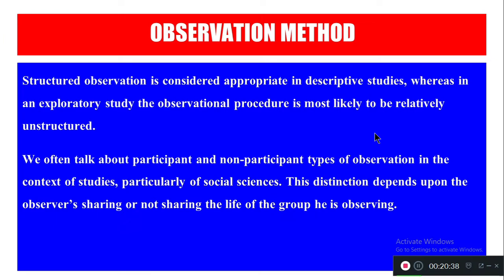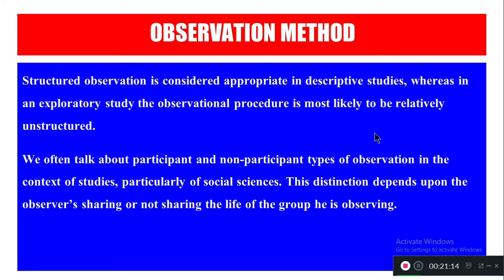Another type of observation method is participant and non-participant observation. First we have seen structured observation and unstructured observation. Now we are going to see participant observation and non-participant observation. There is some difference. The distinction depends upon the observer sharing or not sharing the life of the group he is observing. For example, I want to observe how students in the hostel experience the food.